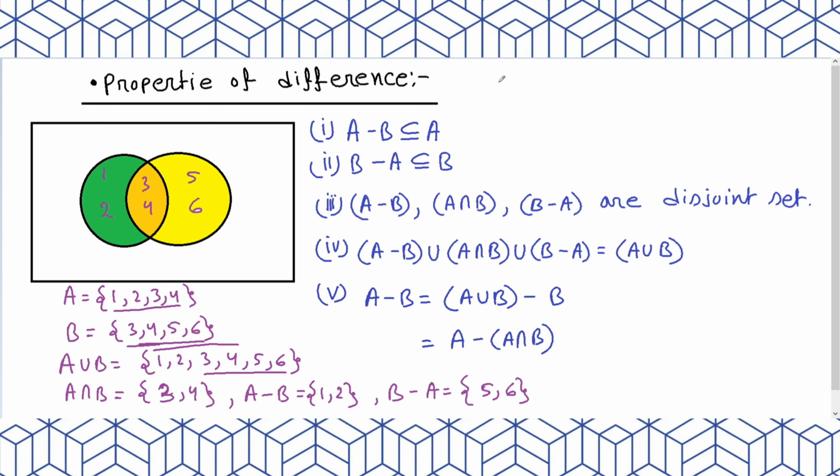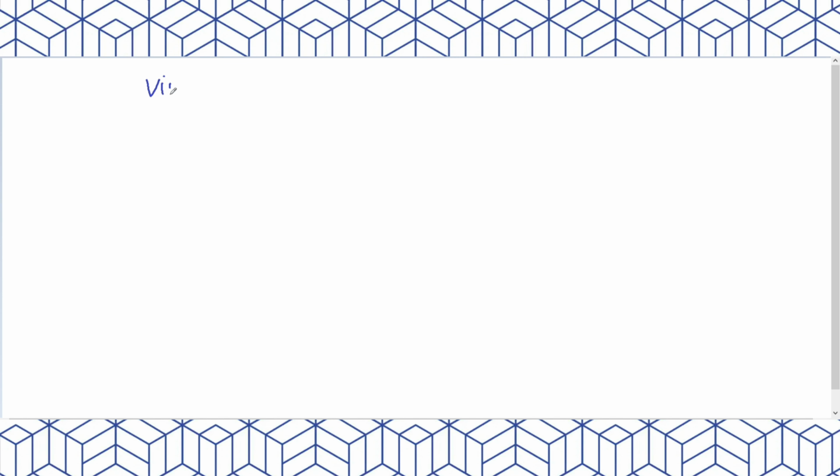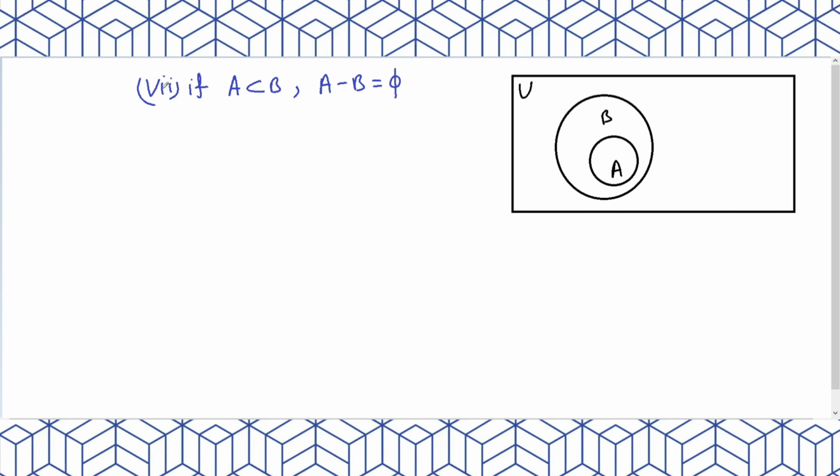The sixth property is B minus A equals A union B minus A, or B minus A intersection B. Seventh property, if A is a proper subset of B, then A minus B is a null set. The last one is, if A and B are disjoint, then A minus B equals A itself.